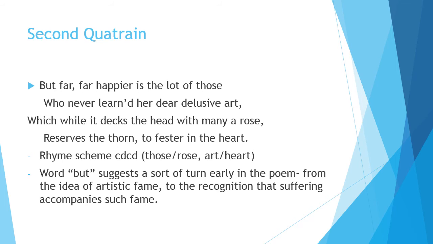And that's confirmed in the second quatrain with its CD rhyme scheme. But notice here in line 5, "but far, far happier is the lot of those." That word "but" is very often one of the words that suggests the turn in the poem, that one idea has been presented and now a different one is coming forward. So it's almost as if the turn comes a little early in this poem. The first quatrain has been about the idea of artistic fame, and the second quatrain now is about the recognition of the suffering that comes with that fame.